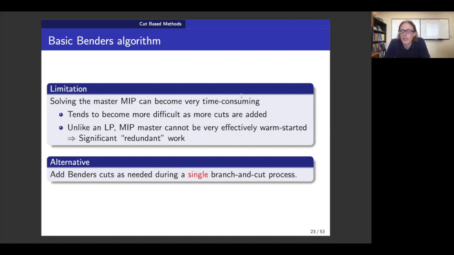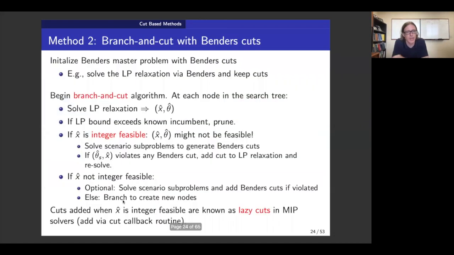So an alternative is that, instead of solving this master problem as an integer program and repeating the process, you can add these Benders cuts as needed during a single branch and cut process. I'm going to describe that alternative now. The second method, which I call branch and cut with Benders cuts, starts with an important initialization step. Before starting the branch and bound process, I generally solve the LP relaxation of my overall problem by Benders cuts. I relax all integrality, first stage and second stage, solve the master problem, solve the subproblems to get Benders cuts, and repeat until I get no more cuts. Then I start branch and cut, again solving LP relaxations of that master problem.